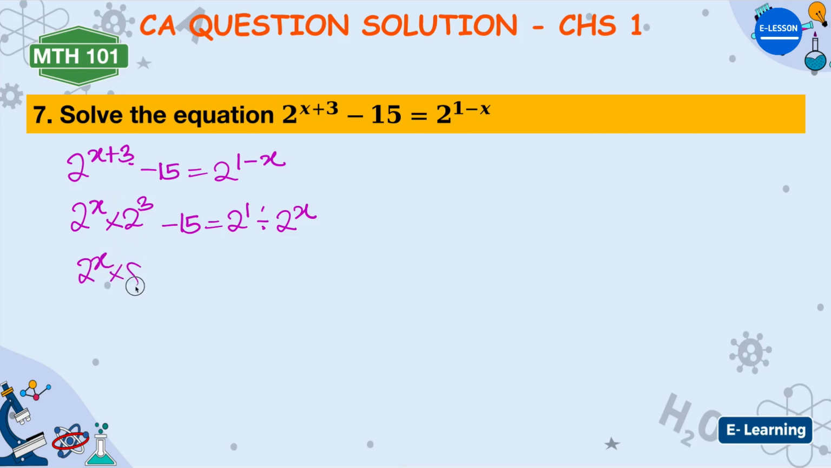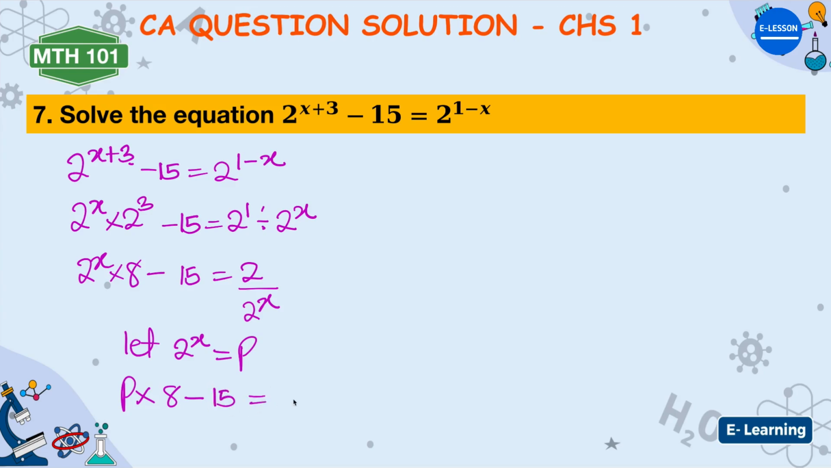2 raised to the power of 3 is what? 8. Minus 15 is equal to, written as 2 divided by 2^x. All right? Exactly. Now, my dear students, can we now say let 2 to the power of x be p? Yes, we can say that. So wherever we see 2 to the power of x, we put p there. So this will be p times 8 minus 15 is 2 over p.